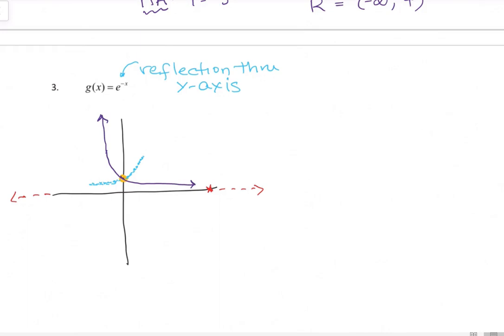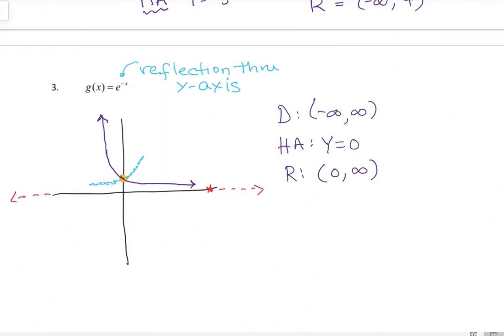So let's take a look at what that domain, range, and horizontal asymptote would be. My domain, of course, never changes for any exponential function. The domain is always all real numbers. My horizontal asymptote never moved, so my horizontal asymptote is y equal to 0. My curve is above the horizontal asymptote, which means my range is going to be from the horizontal asymptote to infinity.